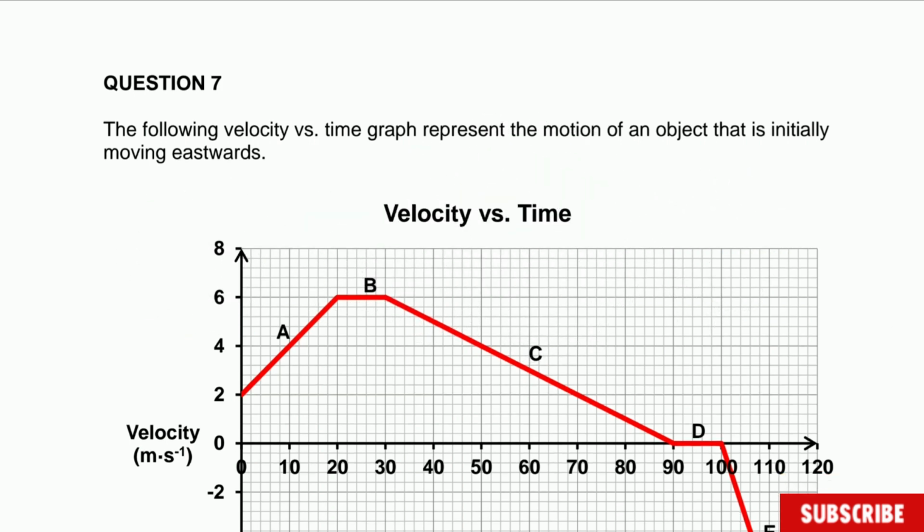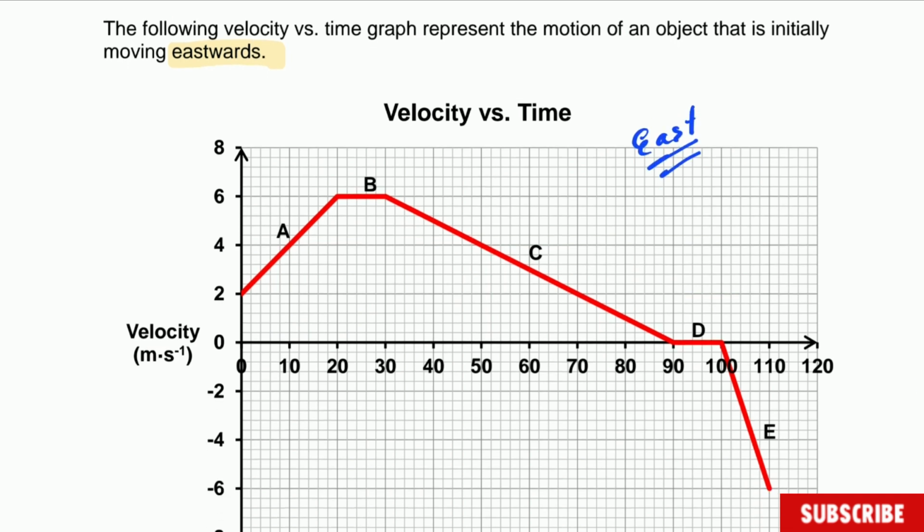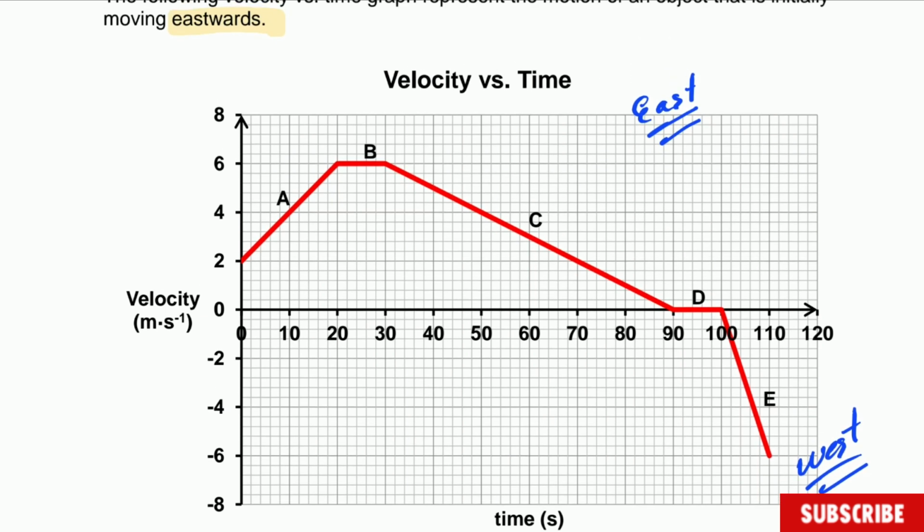The question says the following velocity versus time graph represents the motion of an object that is initially moving eastward. Now that is important. The object is moving east, therefore east is positive, and everything that is on top of the x-axis is east. So this is the east direction. And when you go below the x-axis, that will be the west direction. That is the first important thing before we even look.